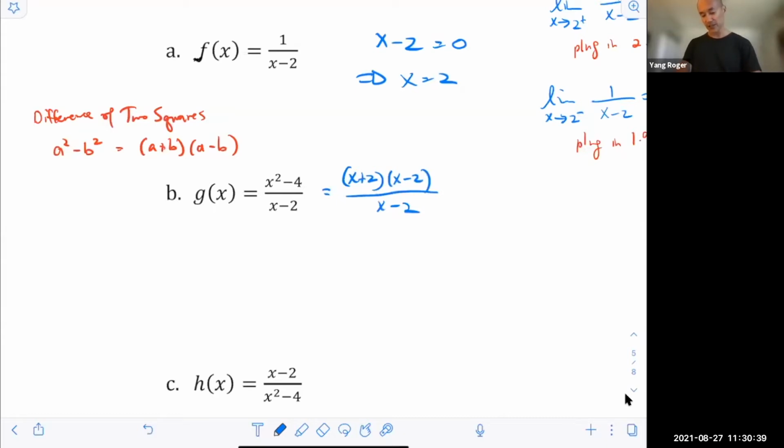I can cancel this term in the numerator with this term in the denominator because it's the same term. Okay. And we can cancel because the numerator is a product. So if the numerator is not a product, you can't cancel.